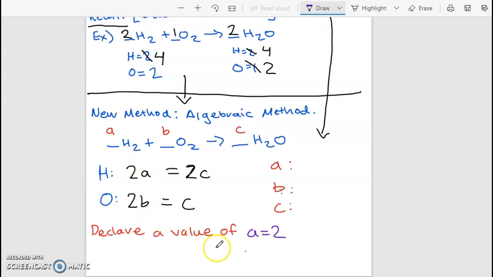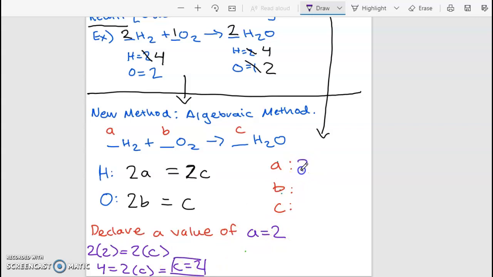And if I chose a value of A is equal to 2, then if I take a look at this equation, 2 times A, which we said was 2, is equal to 2 times C. So 4 is equal to 2C. Then C must be equal to 2.